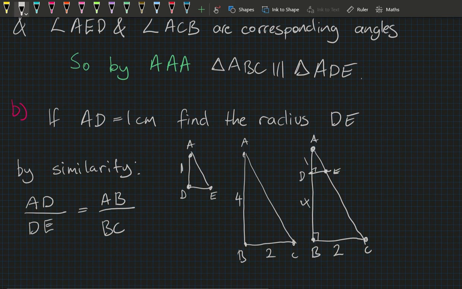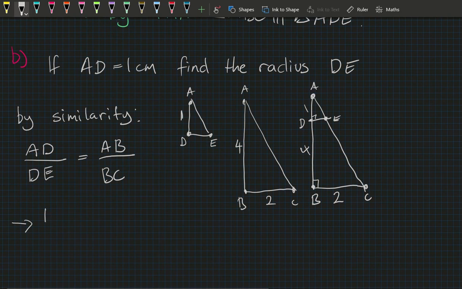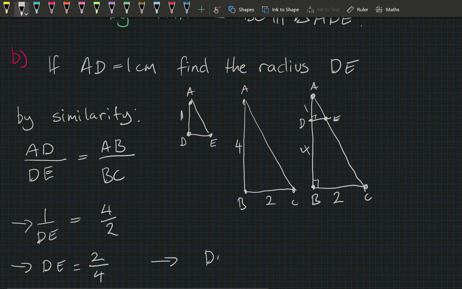And because we know AD is equal to 1 and AB is equal to 4 and BC is equal to 2, then AD over DE equals AB over BC is the same as saying 1 divided by DE is equal to 4 over 2. Or flipping to the reciprocals, DE is equal to 2 over 4. And cancelling out the 2's, that means DE is equal to 1/2. Alright, I hope that was clear.